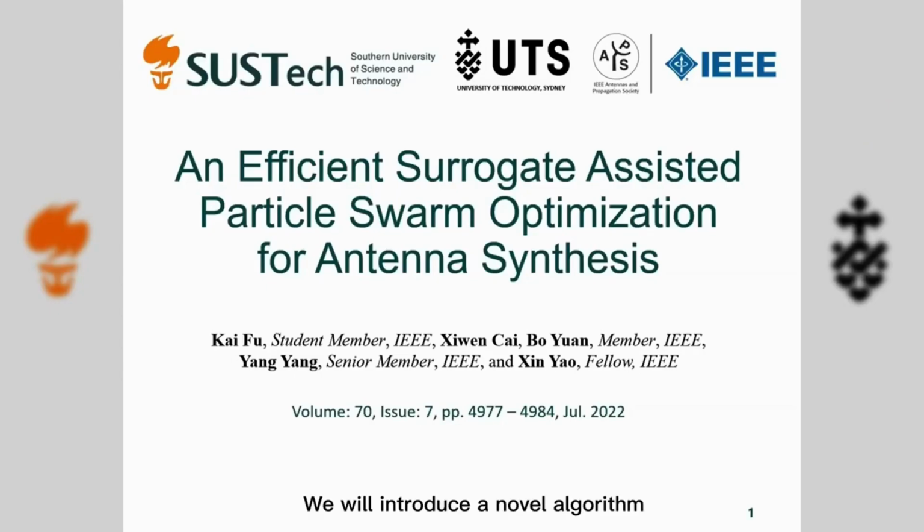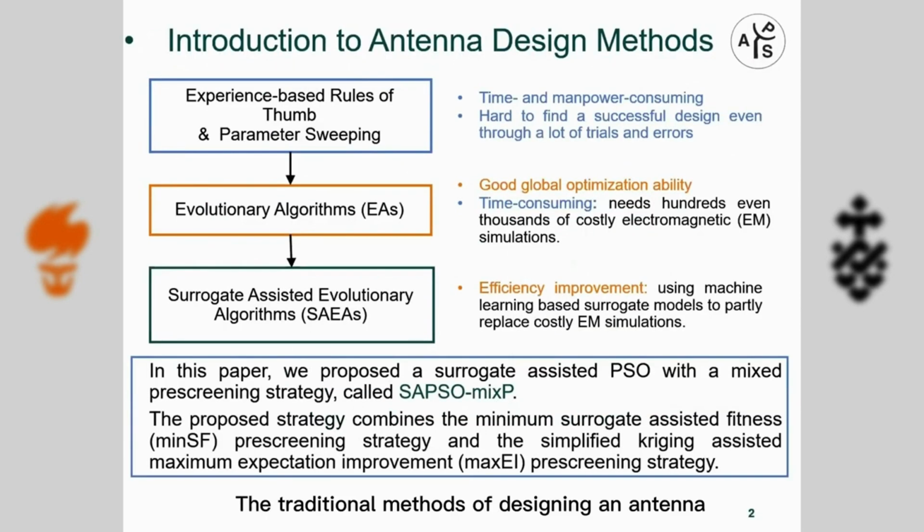We will introduce a novel algorithm for optimizing antennas. This work was cooperated by the SOSTEC and the UTS. The traditional methods of designing an antenna are based on some rules of thumb, parameter sweeping, and optimizations. However, those methods always suffer from time-consuming problems. The SAEs proposed recently are more efficient. In this paper, we propose a novel algorithm called SAPSO with MaxP.